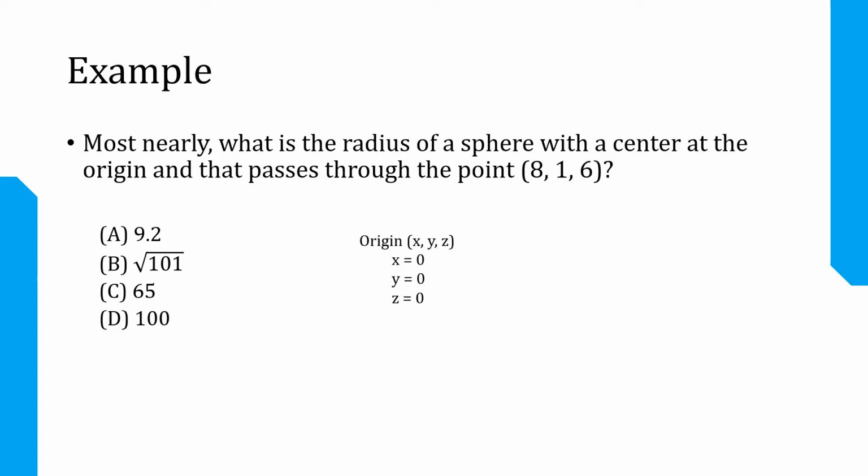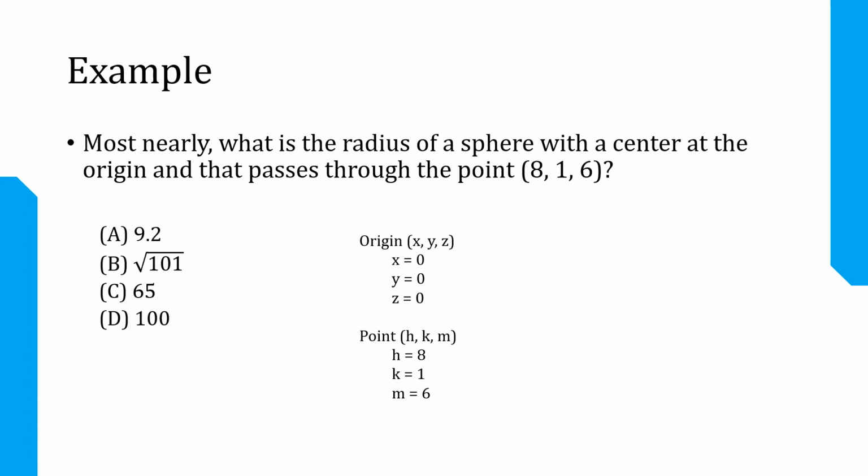So let's try and break this word problem down a little bit to get information out of it. So for starters, it says that the center of the sphere is at the origin. And we know that the center is the variables x, or coordinates x, y, z. So with it being at the origin, all of those coordinates are the value of 0. Aside from the origin being 0, 0, 0, we're also given a point, which is 8, 1, 6.